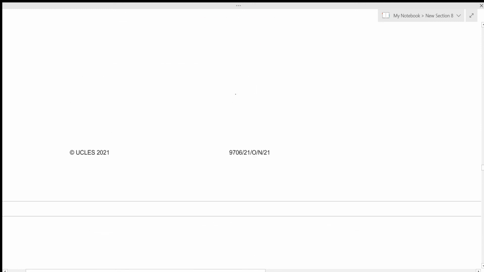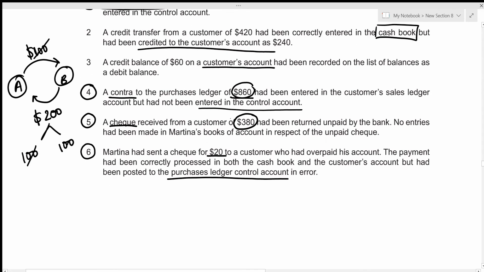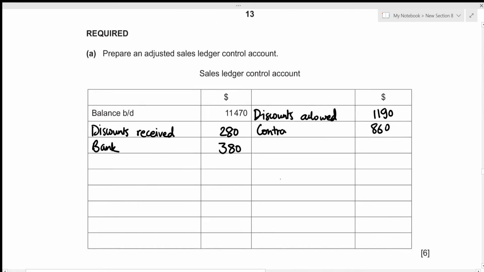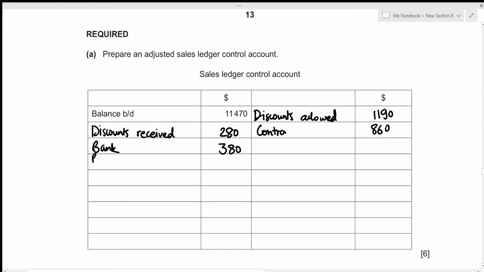Let's have a look at another error. Martina had sent a check for $20 to a customer who had overpaid his account. So overpayment of the account obviously increases the balance in trade receivables. So in order to record this, we will do that on the debit side, and the amount is 20. And we can record it under the heading of purchase ledger control account, since that's the error we are rectifying. Let's do that. So that will be purchase ledger control account, and this has a balance of 20.